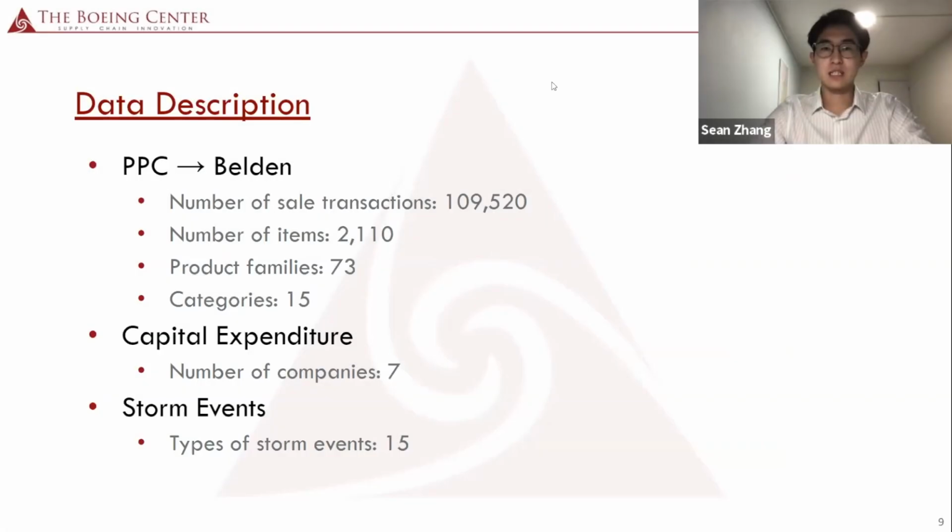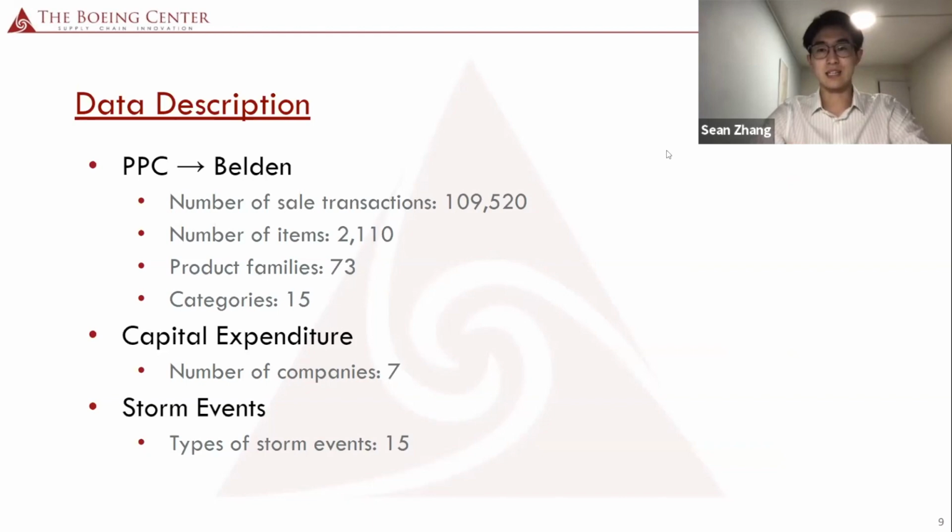The first data set is the PPC forecast data, which contains both actual sales and forecast values. It has over 100,000 sales transactions, over 2,000 items, 73 product families, and 15 categories. We were planning on using this data set to conduct our time series analysis and output some residuals and forecasts.